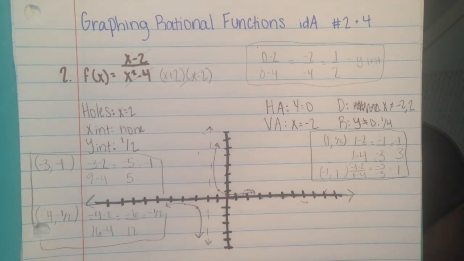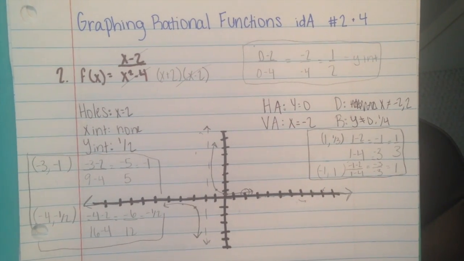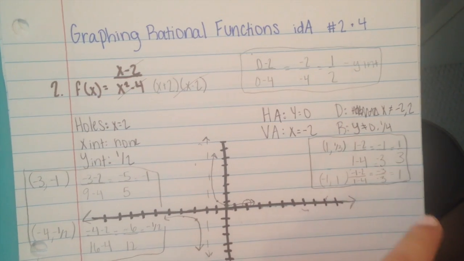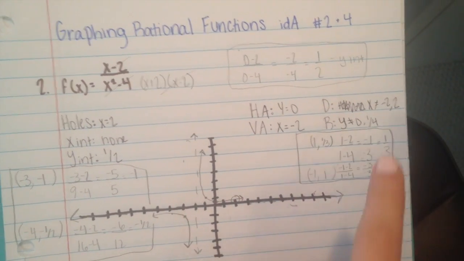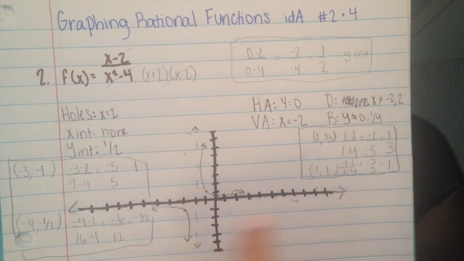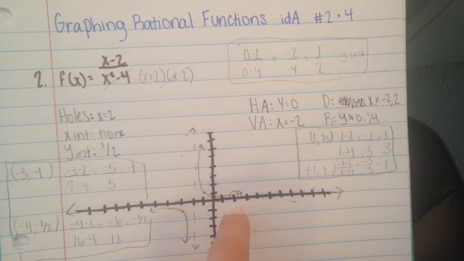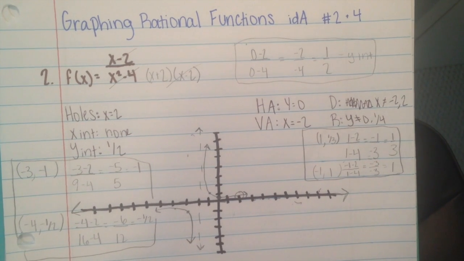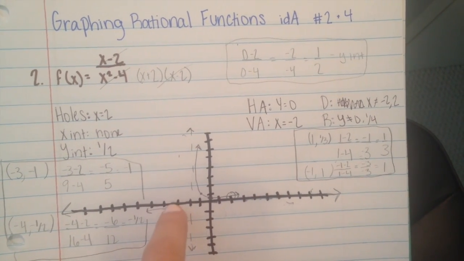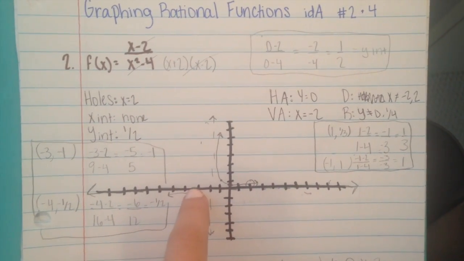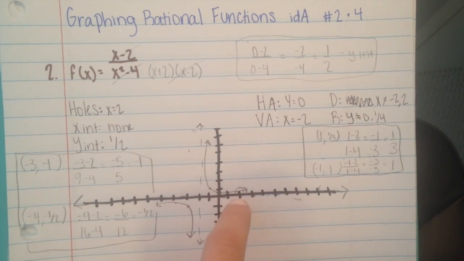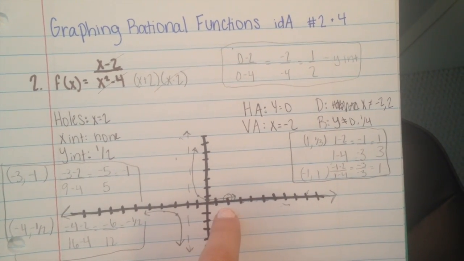And then the domain is, x can be anything except for negative 2, which is where the vertical asymptote is, and 2, which is where the hole is. And the range is, y can be anything except for 0, because that's where the horizontal asymptote is, and 1/4, because that would be where the hole is.